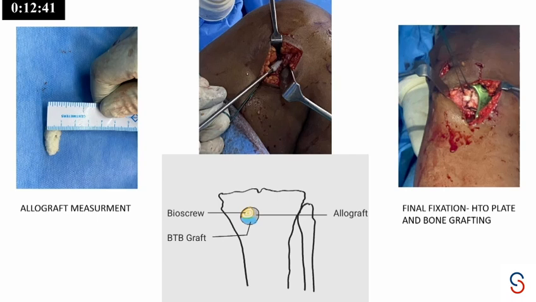Bhushan, do you like to use these biocomposite screws with BTB grafts, or are you happy with metal? You already have a wide tunnel. You know that there will be some osteolysis around the bio screw. You put some allograft, that's going to be absorbed very fast. So you're going to get a very big tunnel. So my choice always is using a metallic screw as far as possible, especially when you're using a bony graft. If you're using a soft tissue graft and if you are happy with your bio screw experience, then you can use a bio screw.